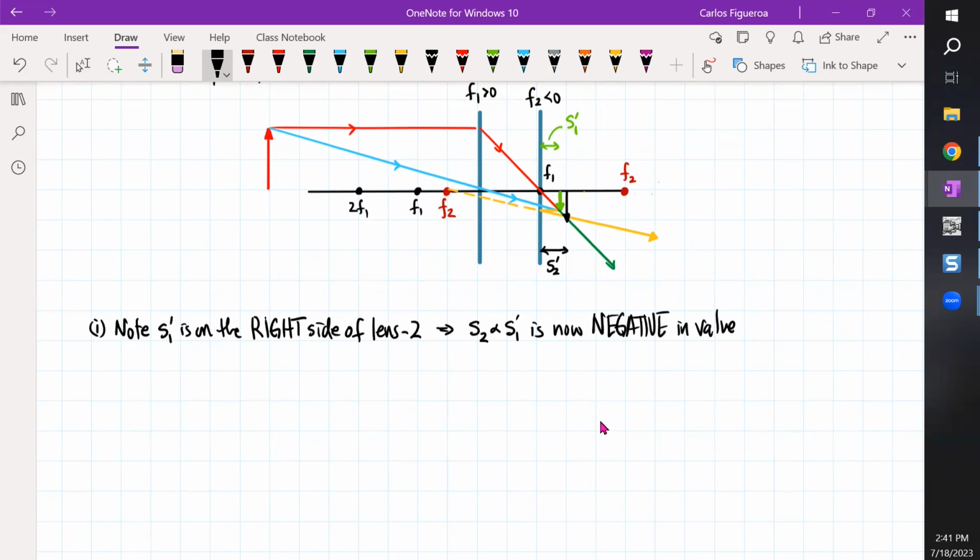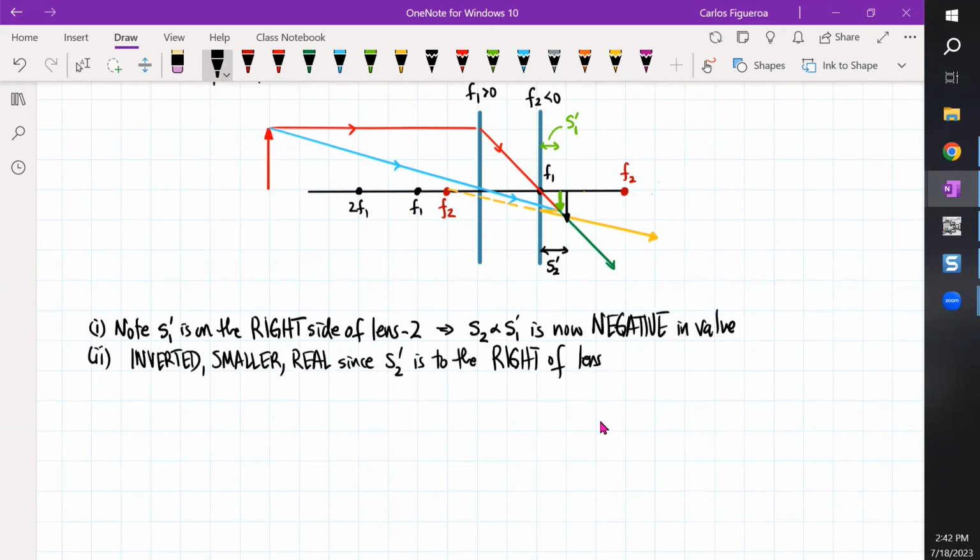And so what you're finding here is that as a consequence, I'm going to get an inverted image. It's going to be smaller. And in this case, it's going to be real, since S2 prime is to the right of lens 2.